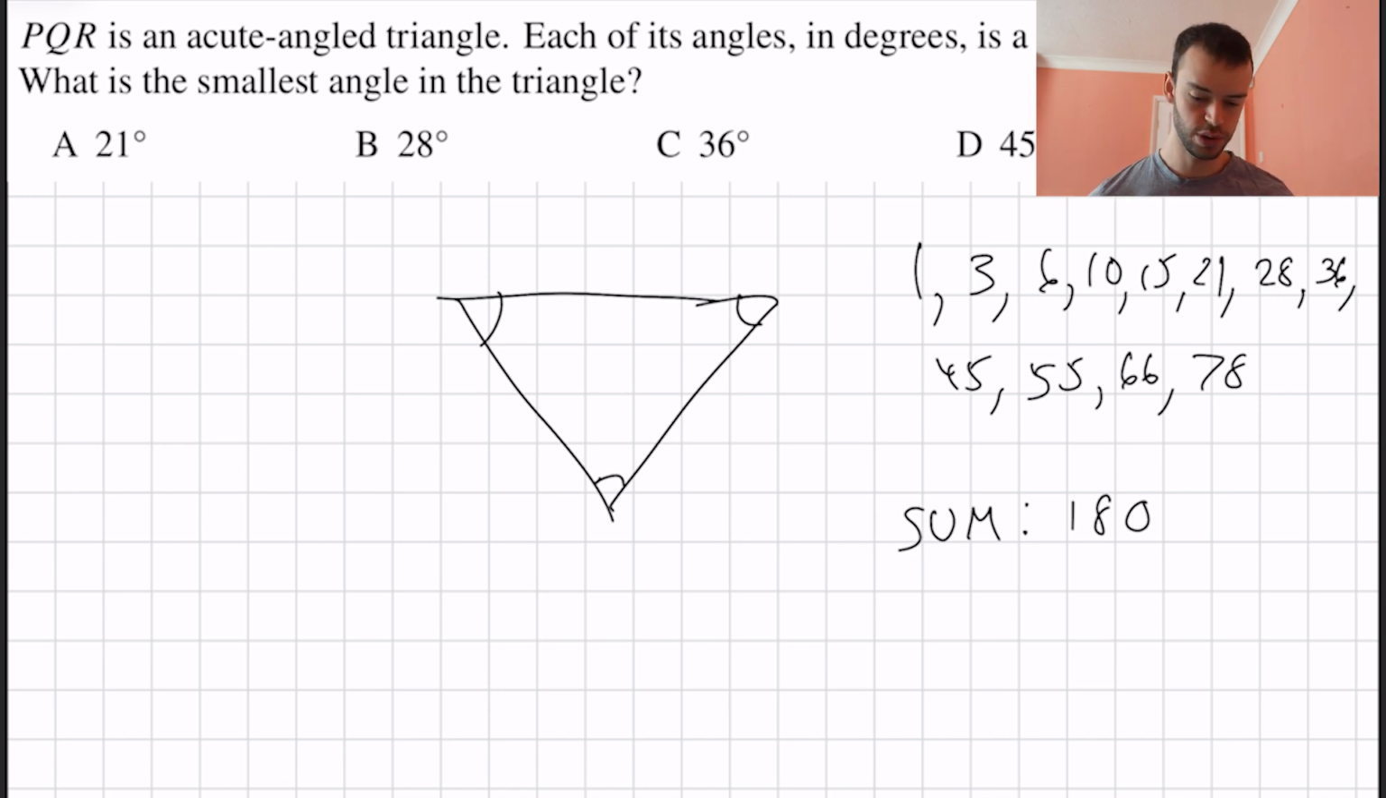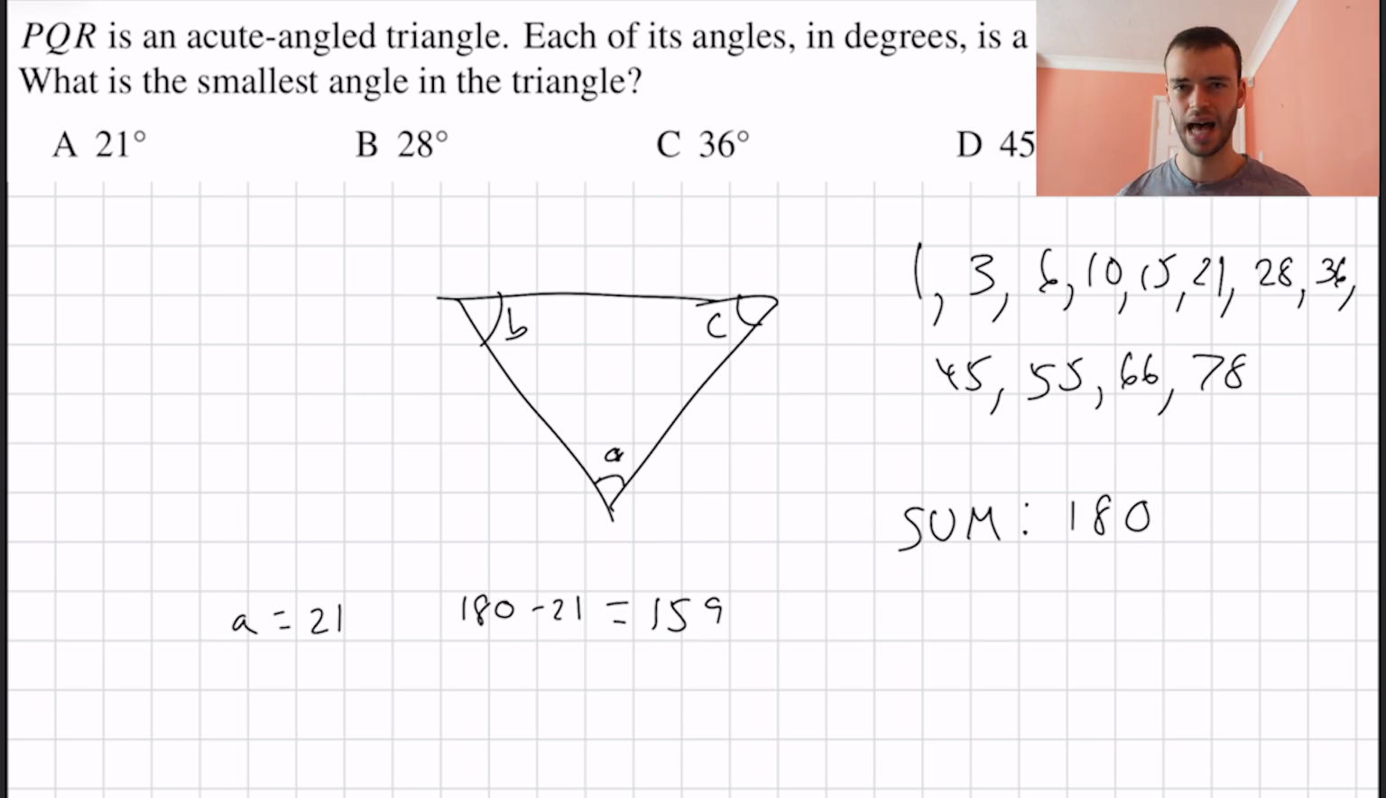Now for this question, I think it will be useful to look at the possible answers we could have. They've put 21 degrees as their smallest possible answer. So let's try that one first. Let's say that my angle A here is the smallest, and B and C can be bigger if they want. So A equals 21. Now I just need to find 2 angles from this list that sum with 21 to get 180. Well, 180 minus 21 gets me 159.